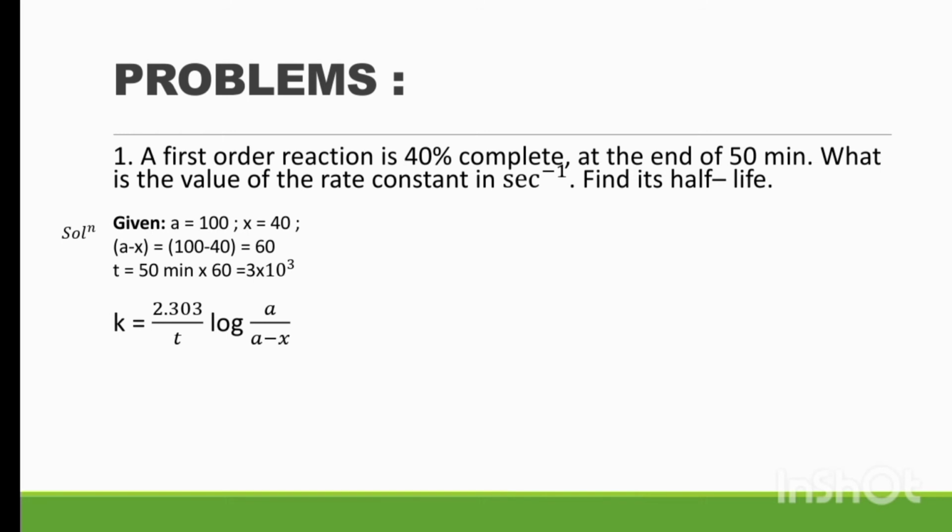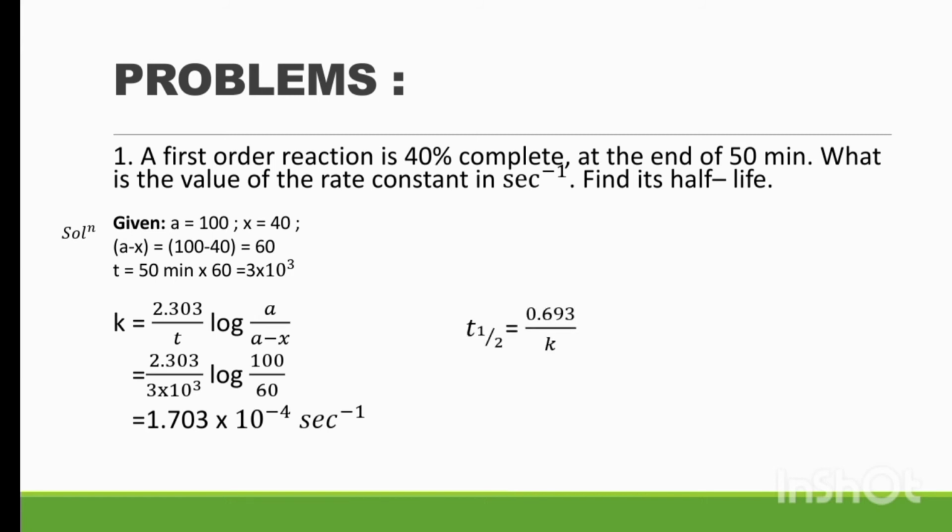After substituting the given values in the rate law expression, we get the answer as 1.703 into 10 raised to minus 4 second inverse. This is the value of K. But in the question, they have asked us to find the half-life of the reaction. So we'll have to substitute the value of K which we have found out in the equation of t half. t half is equal to 0.693 upon K. Substitute the values and we get the answer as 4.069 into 10 raised to 3 seconds.